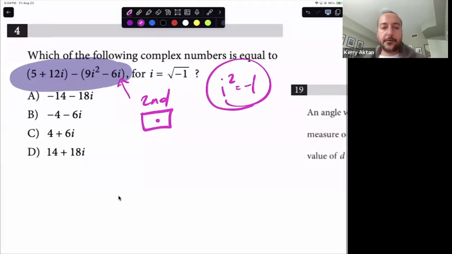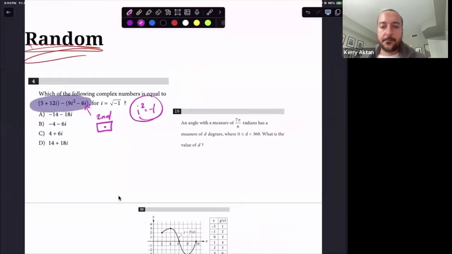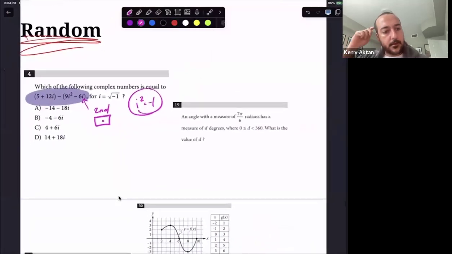So again, I don't know if this will show up tomorrow, but you never know. Yes, you are allowed to bring your TI-84 and Desmos. You are allowed to bring your calculator and Desmos.